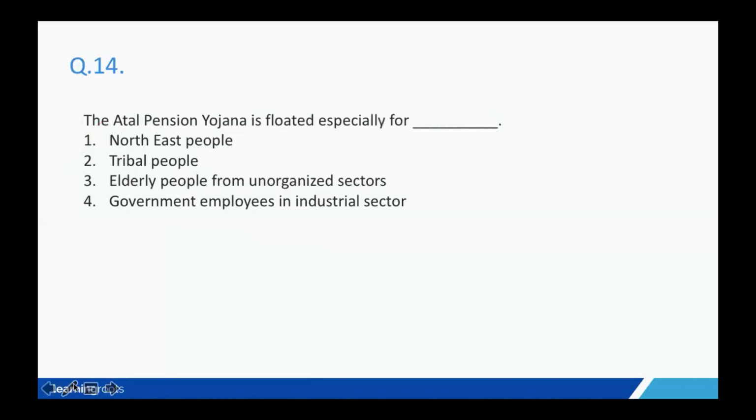Right, moving on. The Atal Pension Yojana is floated especially for, okay, look at the options: Northeast people, tribal people, elderly people from unorganized sectors, government employees, industrial sector. Again, even from the options, the most logical guess ideally should have been 3, which is actually the answer for this. Right? So the elderly people from unorganized sectors are the ones who are targeted for the Atal Pension Yojana. Again, obscure answer options like this may not always be the answer. So try and guess logically in these kind of questions.